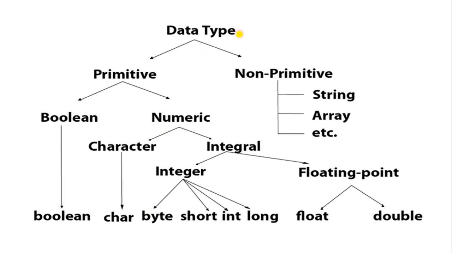From this you can understand each and everything. So data types are categorized into two types: one is primitive and another is non-primitive. Primitive means built-in data types, the data types which are already there in Java.